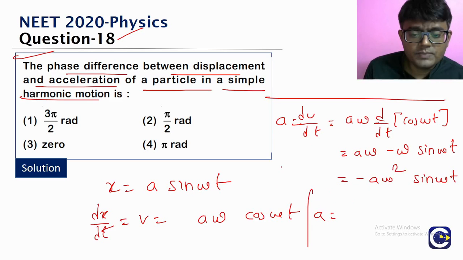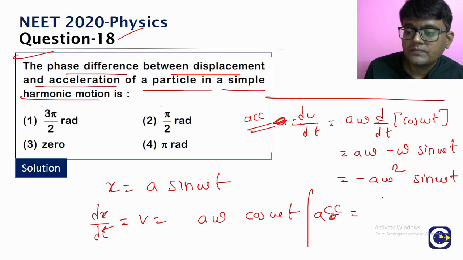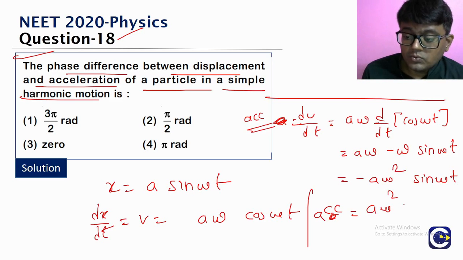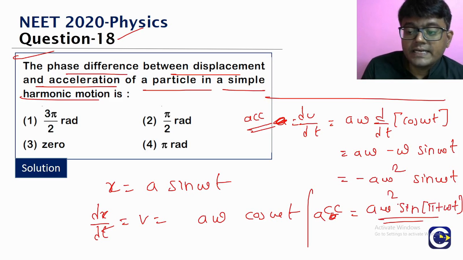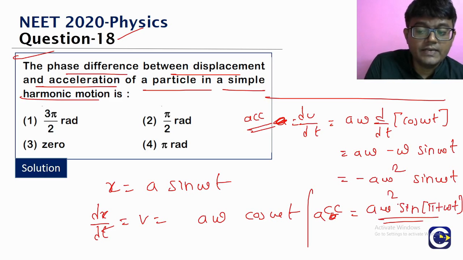Here, don't confuse the a with the acceleration, so we'll clearly say it is acceleration. Acceleration will be equal to what? Minus A omega square sin omega t. So we can write it as A omega square into sin of pi plus omega t. If you want to write it in terms of the sine function, we can write it as sin of pi plus omega t.